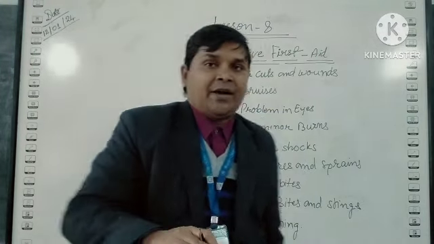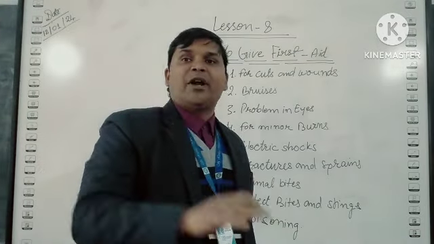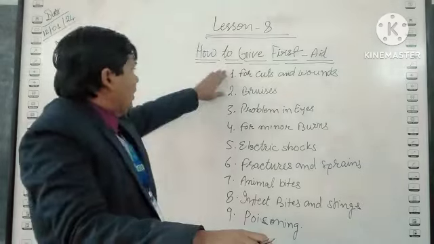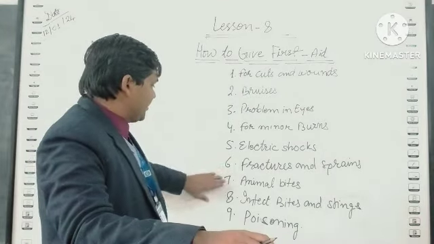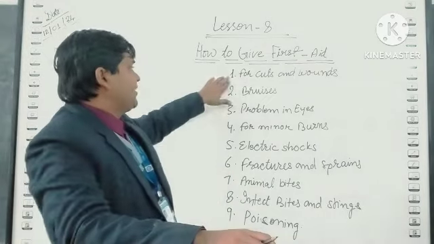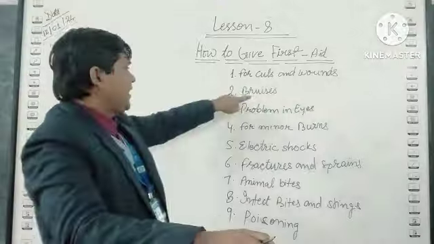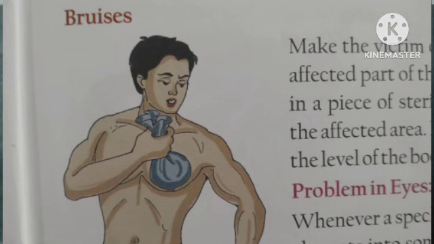Then we will see the points where we need to give first aid. In this chapter, 9 points are given: 1, 2, 3, 4, 5, 6, 7, 8, 9. First we will see how to give first aid for cuts and wounds. Second, bruises, that is, skin problems. Sometimes some skin problem comes, and we will see what first aid is given for that.